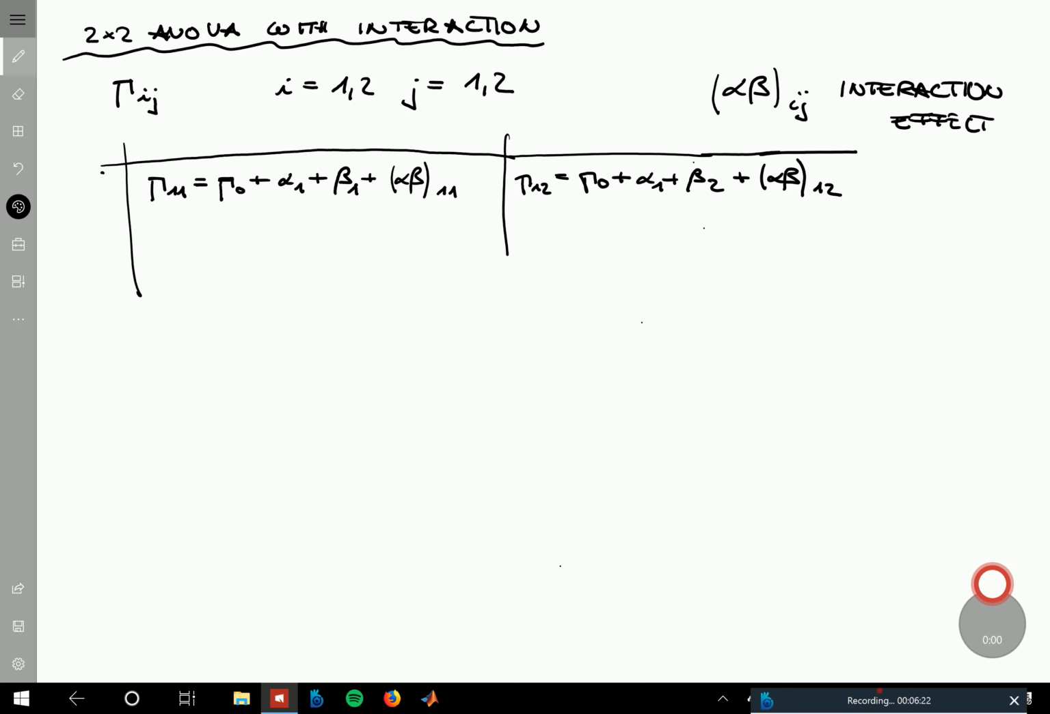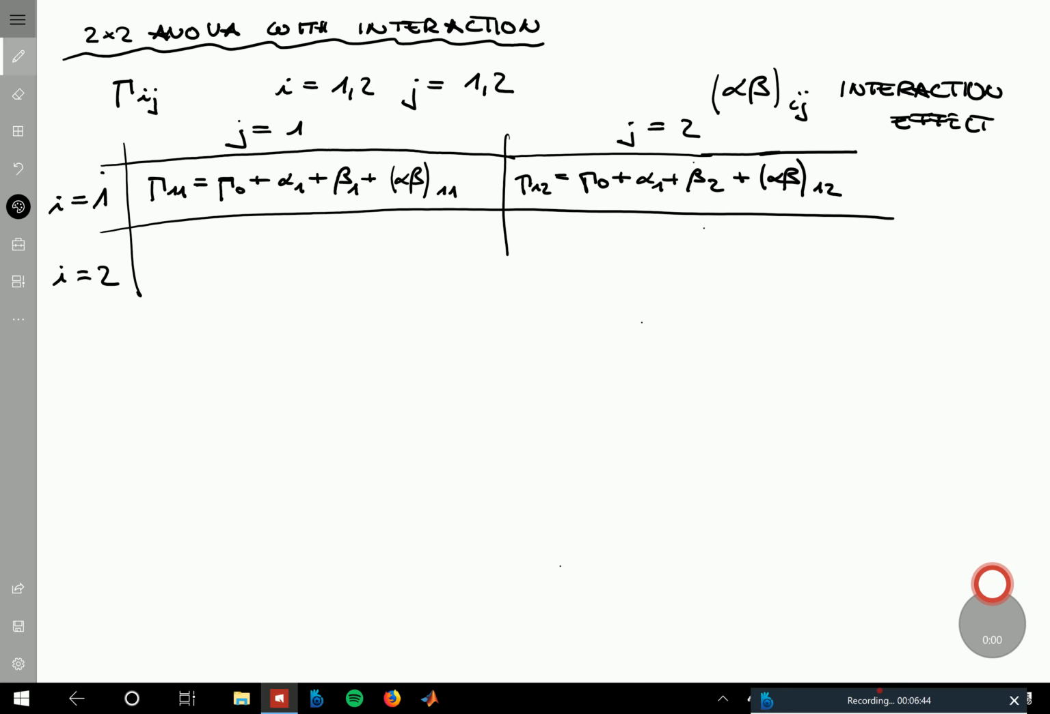How do we do that here? Maybe we do i equals 1. J equals 1, j equals 2. And here we have i, that's our row factor, i equals 1 and i equals 2. Same for the expected value of the combination of the second level of the first factor and the first level of the second factor. That would be mu0 plus now alpha 2 plus beta 1 and the interaction effect.